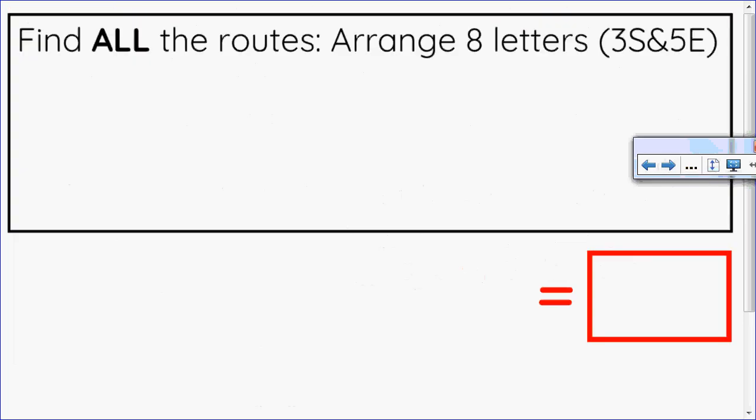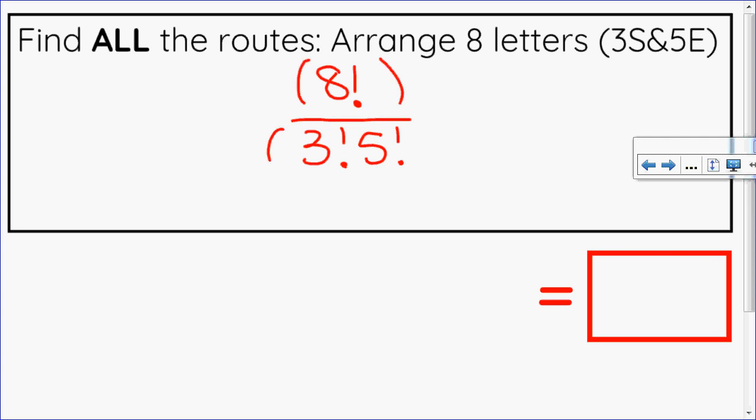So I want to come up with all the routes. And basically all the routes are arranging the 8 letters. 3 of them are south and 5 of them are east. So to do that, I would do 8 factorial ways of arranging all the letters, and then I would divide by the ways of arranging the repeats, which is 3 factorial and 5 factorial. Again, I can do that on my calculator by doing 8 factorial on the top and divide by, in brackets, 3 factorial times 5 factorial on the bottom. And when I do that, I'll get an answer of 56.